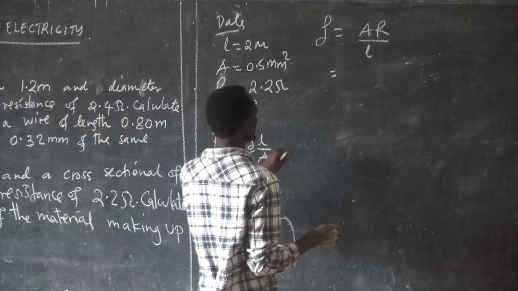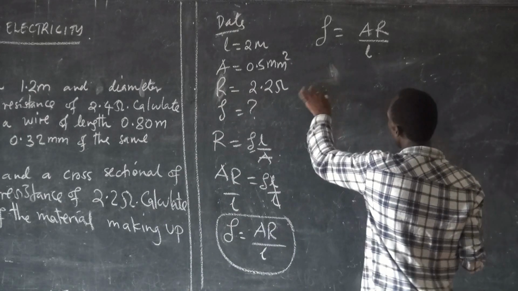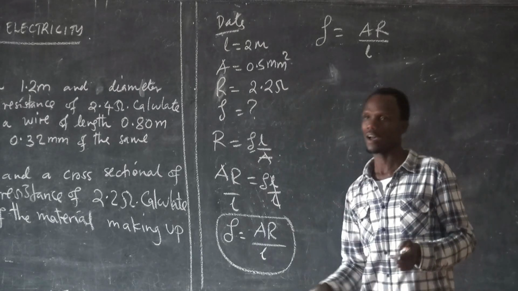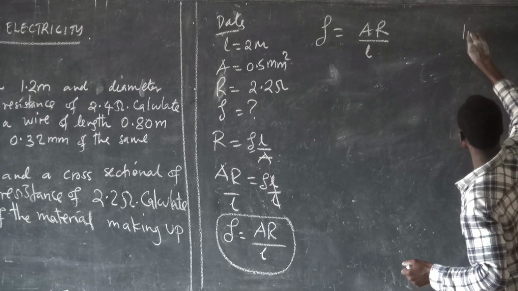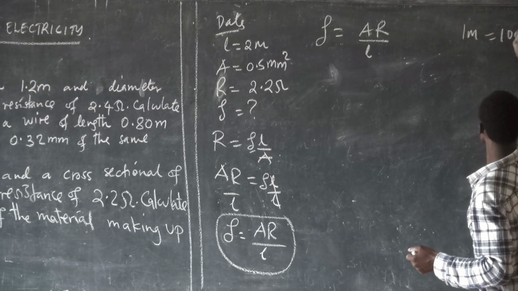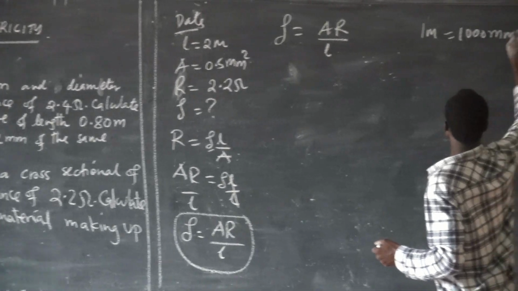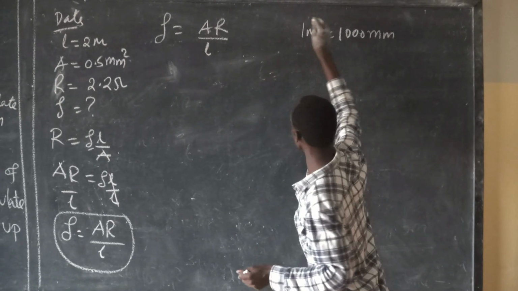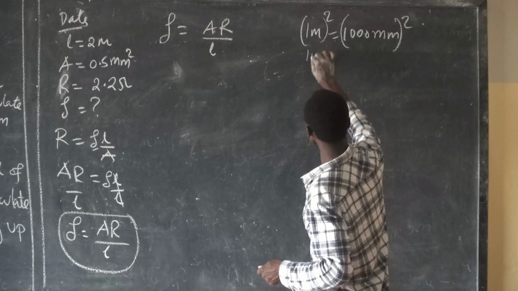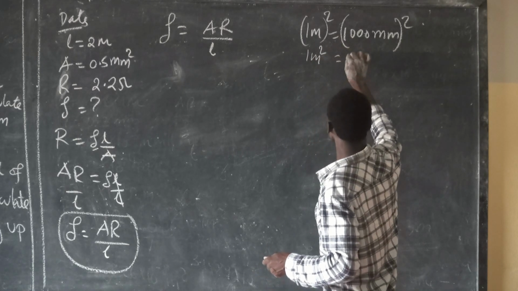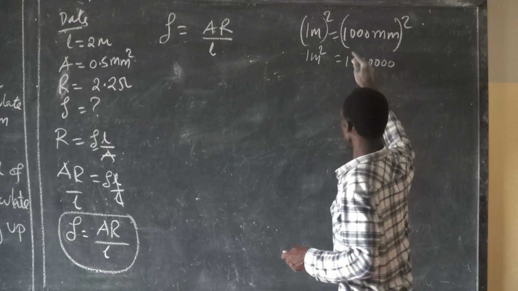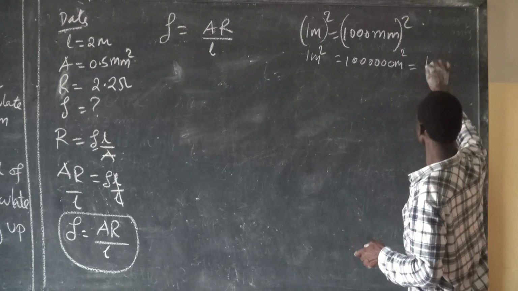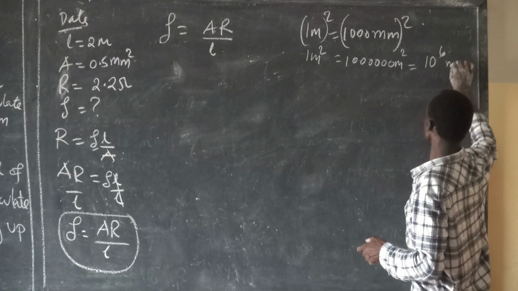Now area, remember you have the area. Here the case is to convert this millimeter squared into meter squared. Remember, 1 meter is equal to 1,000 what? Millimeter. This is not a formula, but you definitely convert this one. You square both sides. Then 1 meter squared is equal to 1 million millimeter squared, a square of 1,000, which now is equal to 10 power 6 millimeter squared.